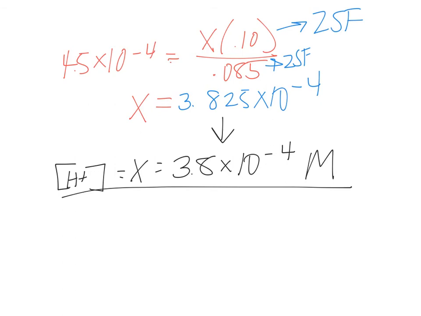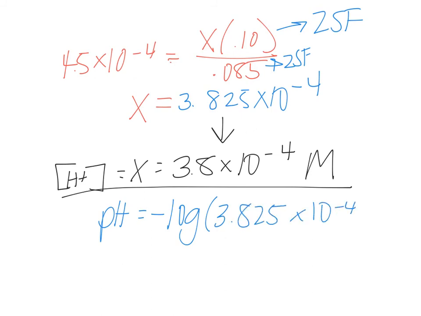Notice I labeled with units, but now that's not what the problem asked me for. The problem asked me for the pH. So the pH is going to be the negative log of that. So I'm going to use the entire thing, 3.825 times 10 to the negative fourth.